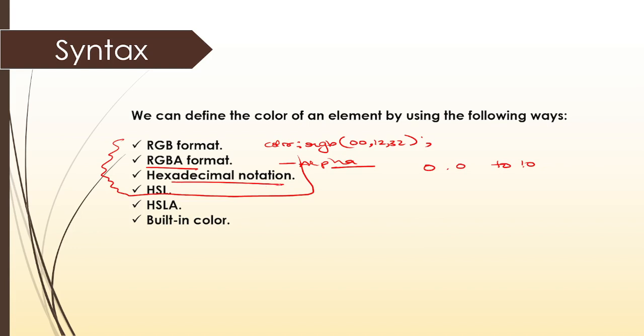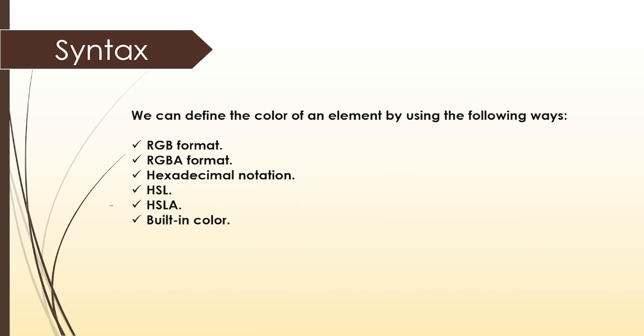Now let's talk about hexadecimal notations. Hexadecimal means we are talking about 16 values, and for that we use a combination of 6 digits. Always start this hexadecimal notation from hash. HSL is very important. It stands for hue, saturation and lightness. Here saturation and lightness values are in percentage. Always remember these points. Now in this video we are going to discuss these 2 important types.